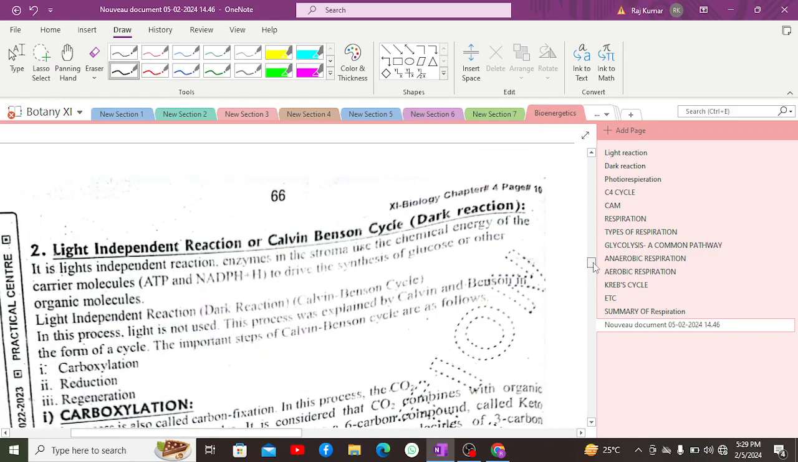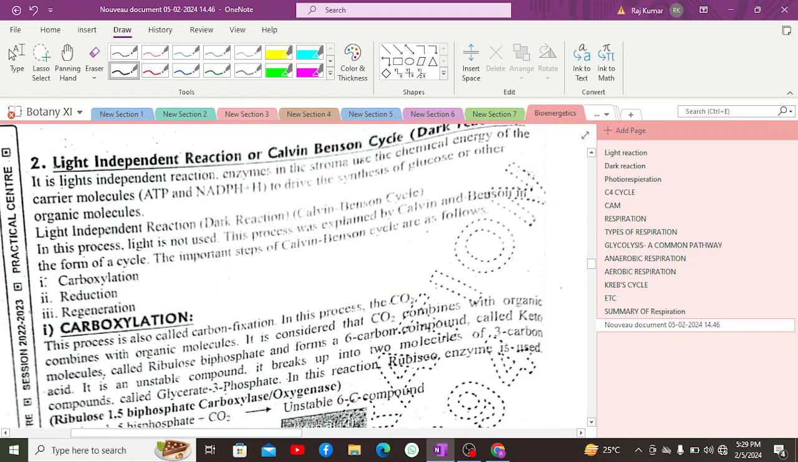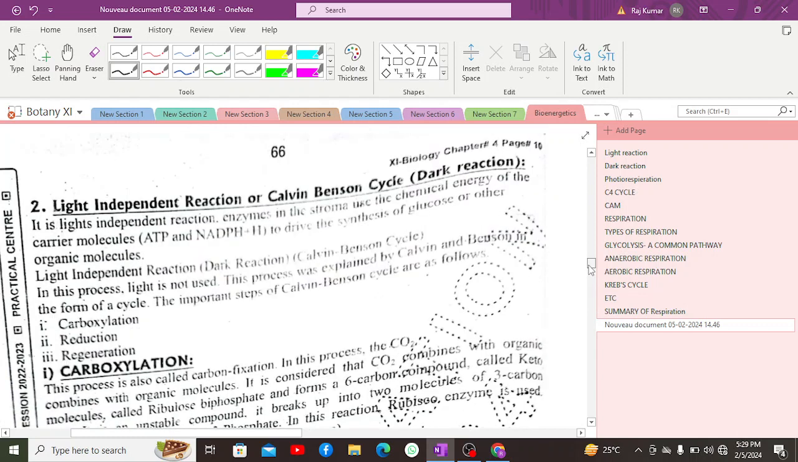Now coming to the next part, which is the light independent reaction, the Calvin-Benson cycle, the dark reaction, also known as the C3 cycle because it occurs in C3 plants. C3 plants are those in which the C3 cycle occurs, and the first stable product obtained is a 3-carbon sugar, 3-phosphoglycerate. In the light independent reaction, enzymes in the stroma use the chemical energy of the carrier molecules ATP and NADPH2 to drive the synthesis of glucose or other organic molecules.